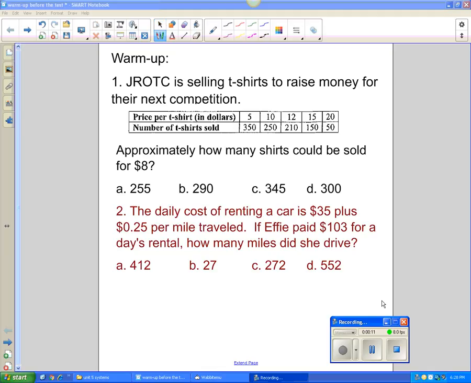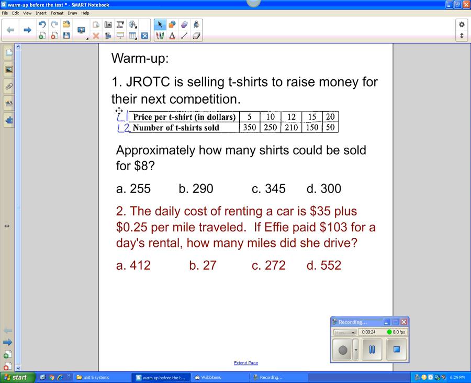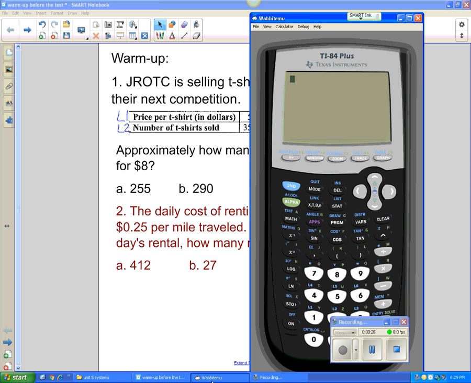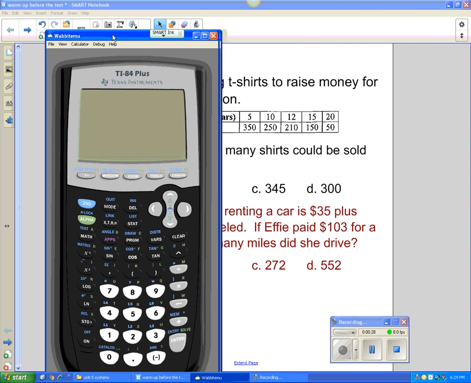Alright, so on your warm-up, JROTC is selling t-shirts to raise money for their next competition. Approximately how many shirts could be sold for $8? So you should have put this one in L1 and L2 in your calculator in stat. So let me pull that up right here.